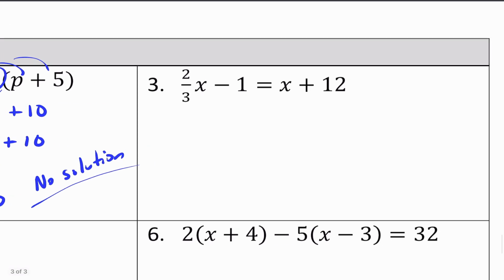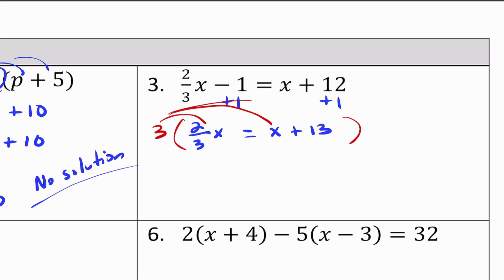Number 3. Okay, so let's go ahead and get that 2 over 3x by itself. I'll add 1 on both sides first. So I have 2 over 3x equals x plus 13. Now, I really don't like this fraction. So in order for me to get rid of it, see this little denominator here? Well, what we're going to do is multiply everything by that number. And then we're going to distribute to each term. Okay, so bear with me.